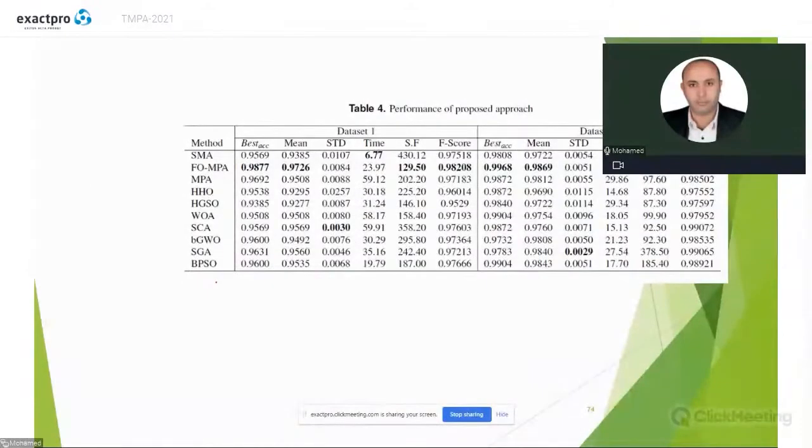And also, there are other measures such as F-score and the time, and it determines the best value according to the accuracy.